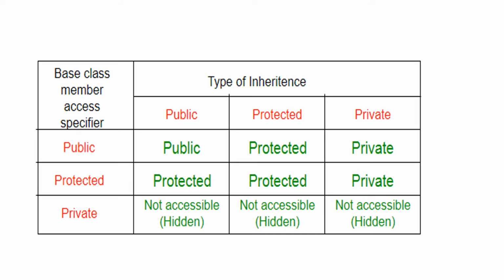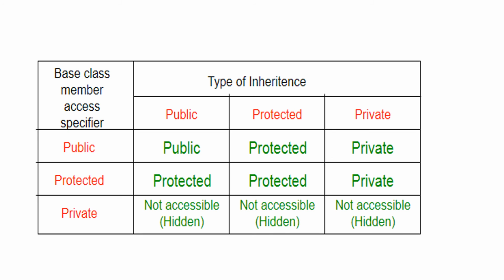If your base class access specifier is protected, then with public and protected inheritance it will have the qualities of the protected access specifier, but for private inheritance it will have the private access specifier quality. And when you have declared the data members and member functions in the private access specifier, you cannot inherit them from the base class. Why? Because you cannot access them, because they are hidden.